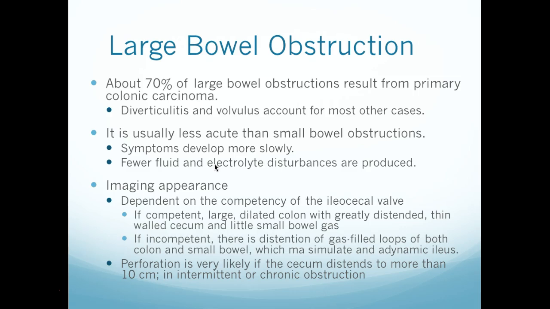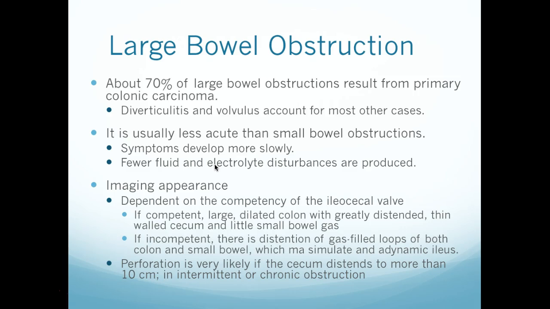So large bowel obstruction. 70% of large bowel obstructions result from primary colon carcinoma. So diverticulitis and volvulus account for most other cases. It is usually less acute than small bowel obstructions. Symptoms develop more slowly. Fewer fluids and electrolyte disturbances are produced.